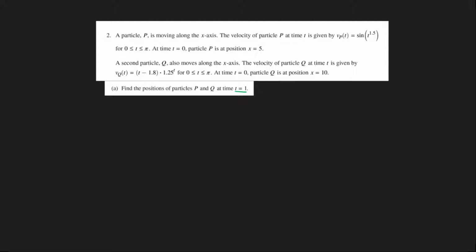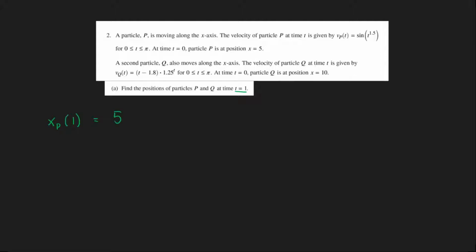So x of P of t, xp of t, and I got that from up here since we're using Vp of t. And actually, this would need to be xp at 1 because we know that we're dealing with when t equals 1. So this equals, and then we need to remember to take into account our initial position, which is particle P is at position x equals 5. So we're going to start with the 5.